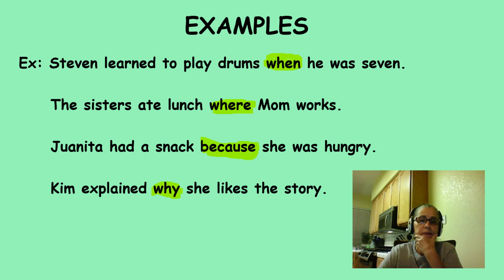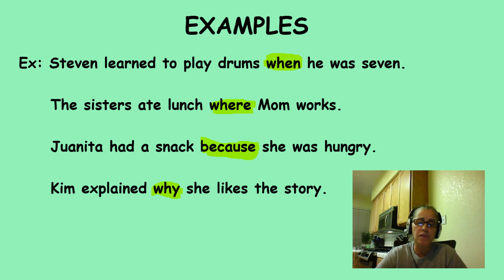So in this case, the sisters ate lunch. That can be an independent clause because it can actually stand alone on its own. The sisters ate lunch, okay? But they're connecting mom works. So they use the word where. The sisters ate lunch where mom works. That right there, mom works, is going to be your dependent clause because it depends on the word where to connect that sentence.